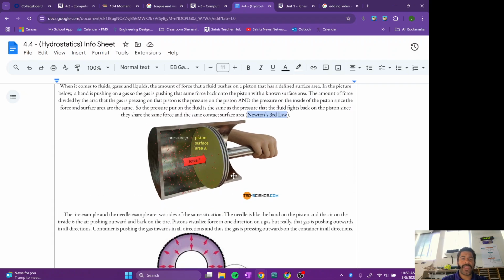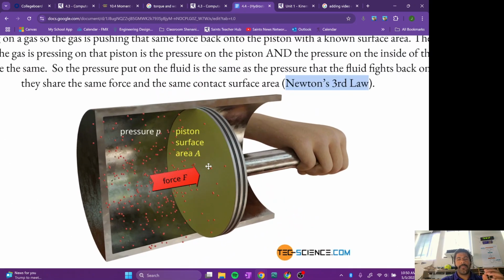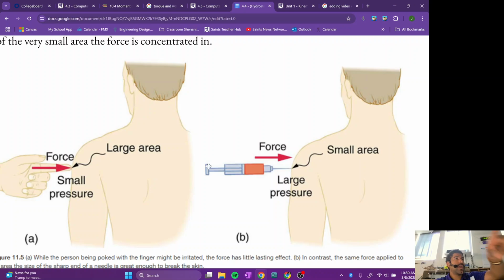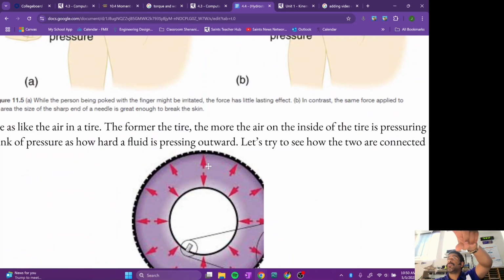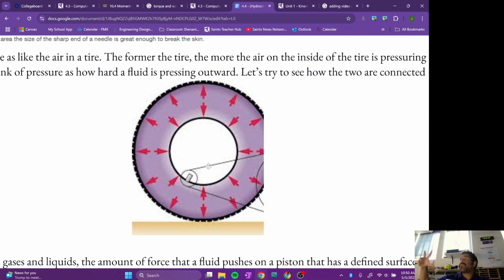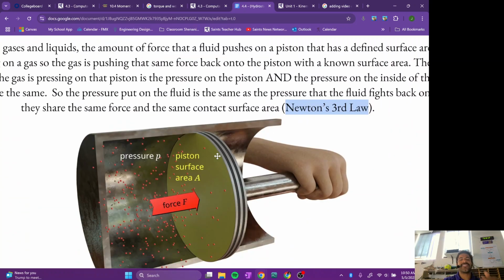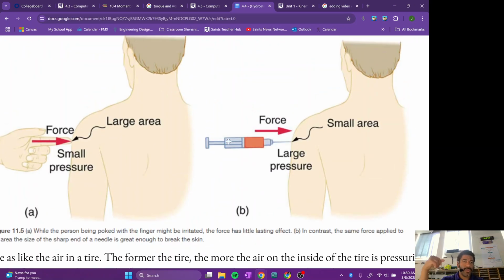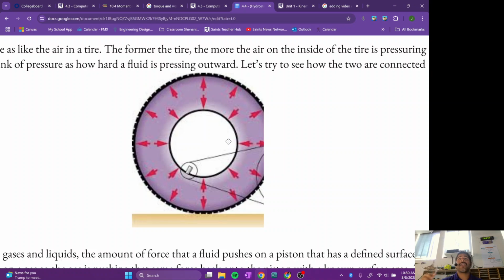So, how can we relate poking somebody with a needle as pressure to gas trying to escape from a tire? How can we make the two of them linked together? And the hint is the piston. So think about, why are we able to connect the force of poking somebody with the finger to a tire trying to contain air? How can we relate those two pressures?